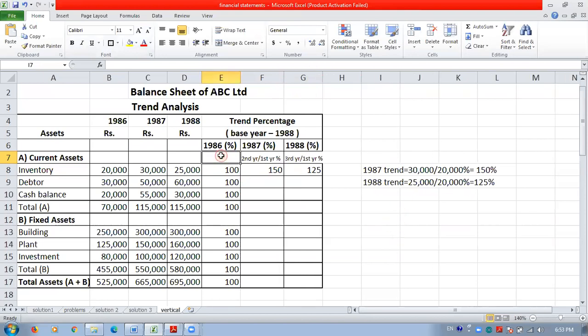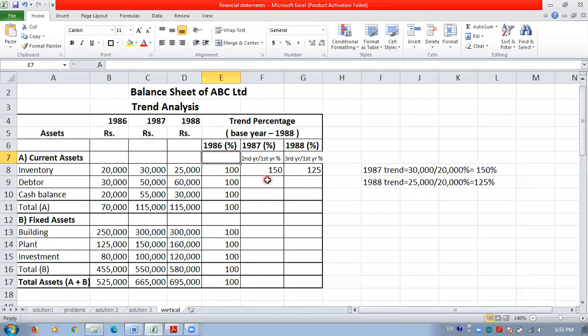And this is all the time. First year is all the time the base year. So by keeping your eyes closed, you can write this 100 all the times. First year is all the time the base year, so all the time 100 will appear in this column for all amounts, for all figures.